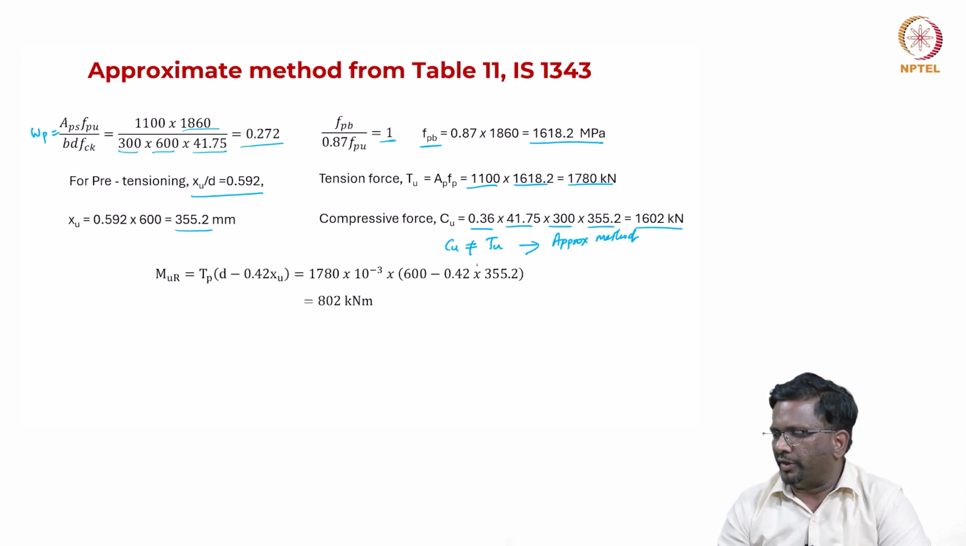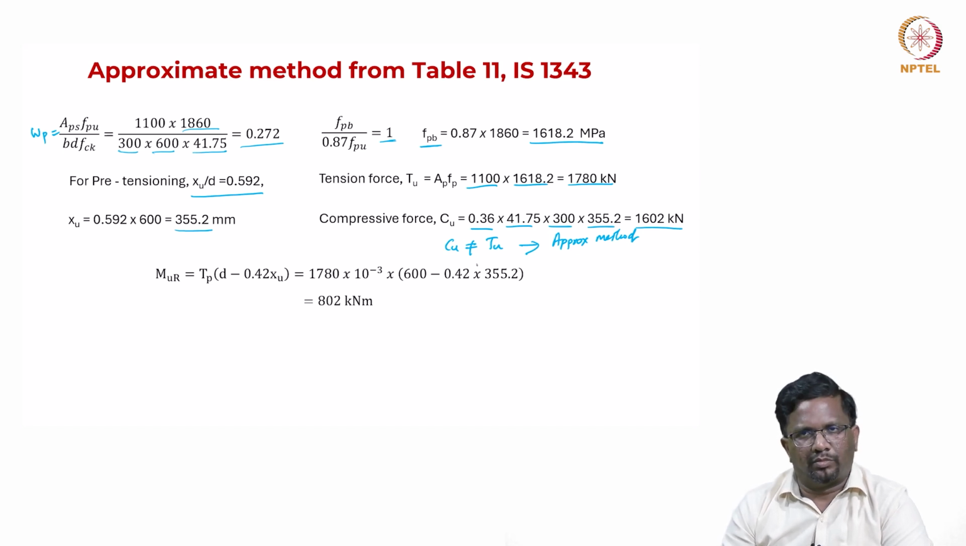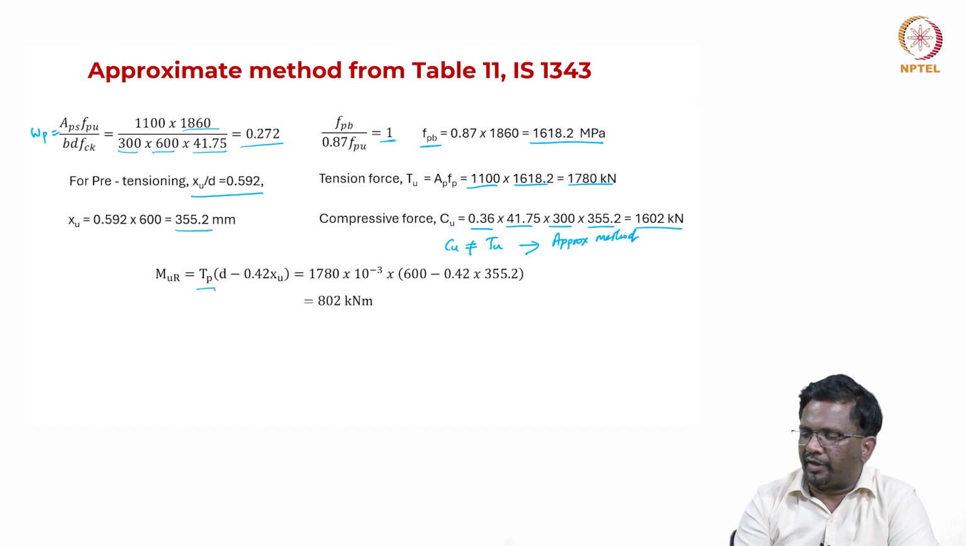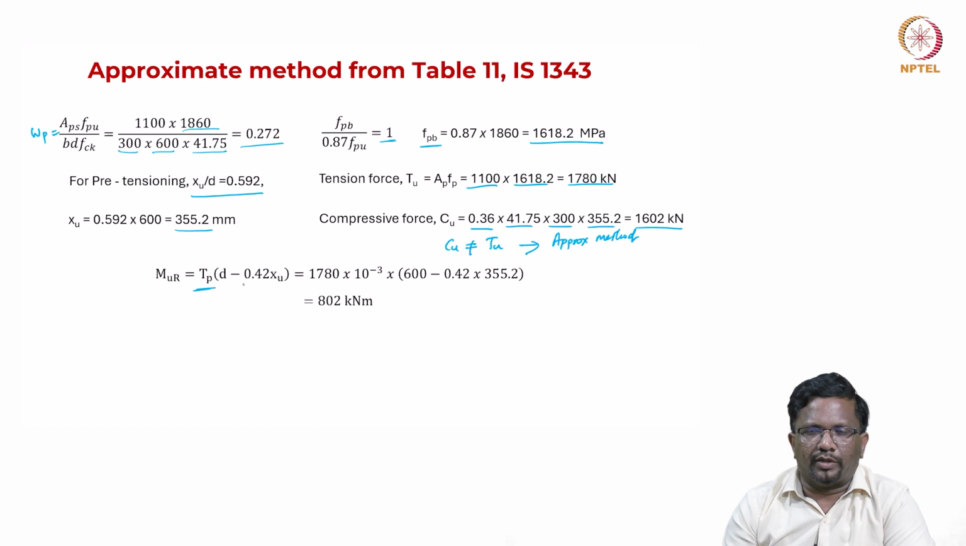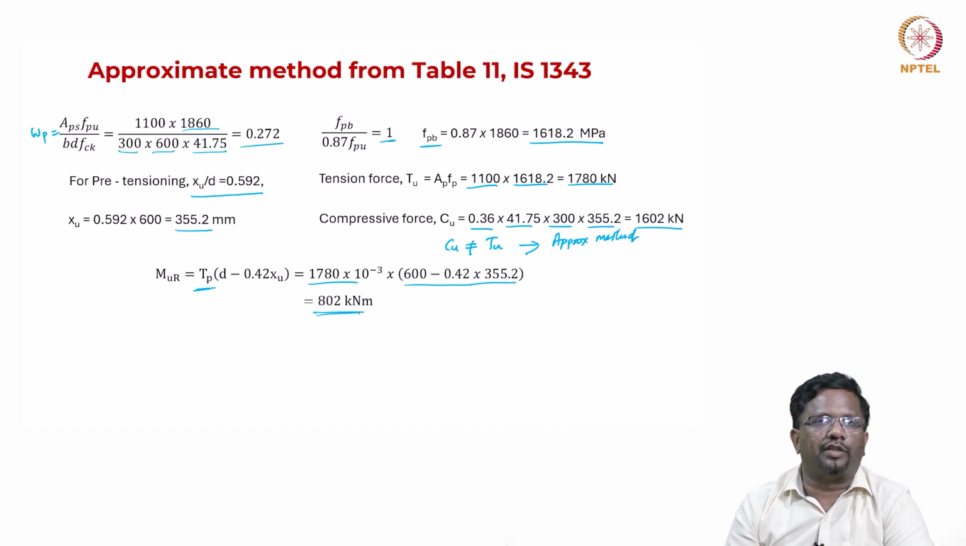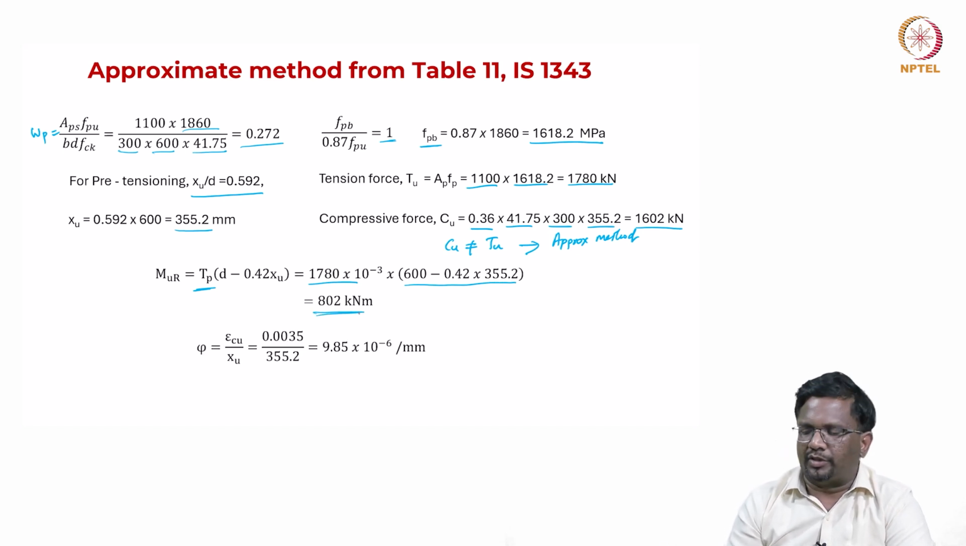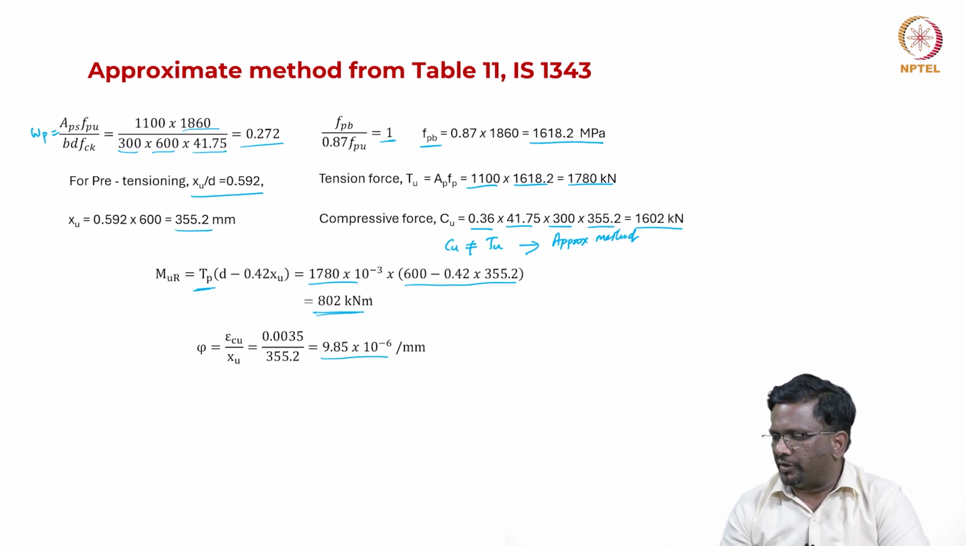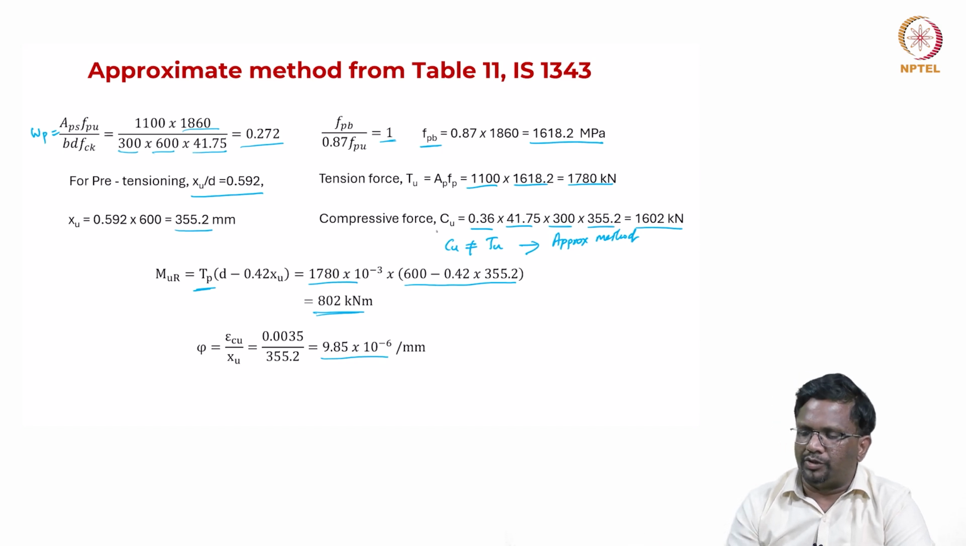Now, because the equilibrium is not satisfied, I can get the moment resistance from either of these values, right. In this case, if I take the tension force for calculating the moment resistance, which is 1780 times d minus 0.42 Xu, I get a moment resistance of 802 kilonewton meter, and curvature is epsilon cu 0.0035 by this, I get 9.85 into 10 to the power minus 6. But you can ask me, why did you take the tension steel? If you want to be conservative, I can take it with Cu as well.